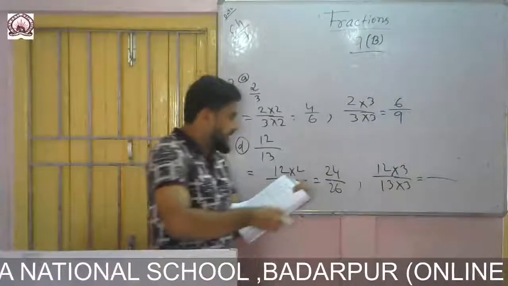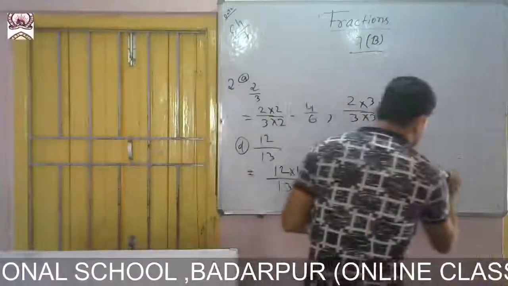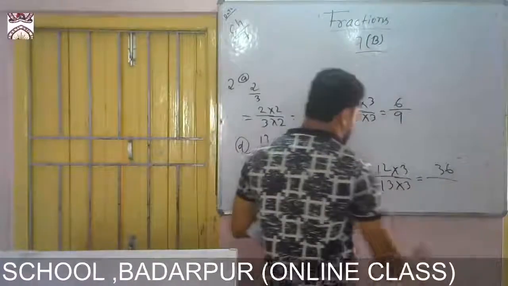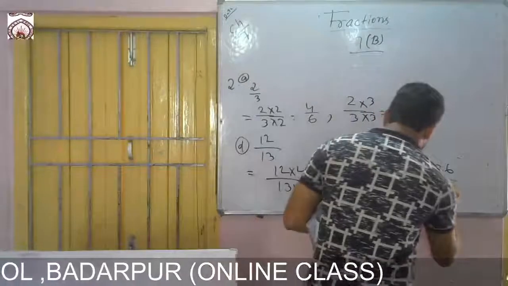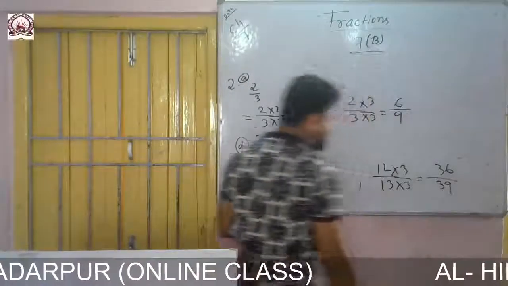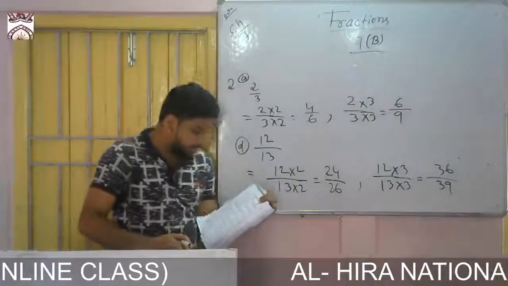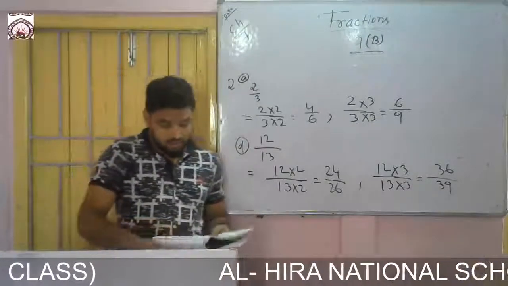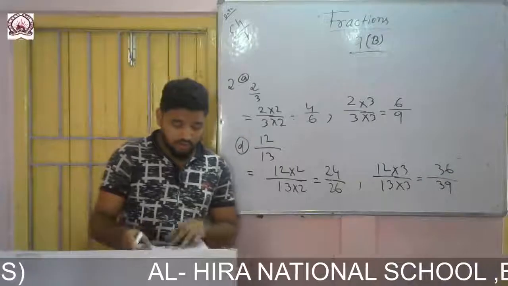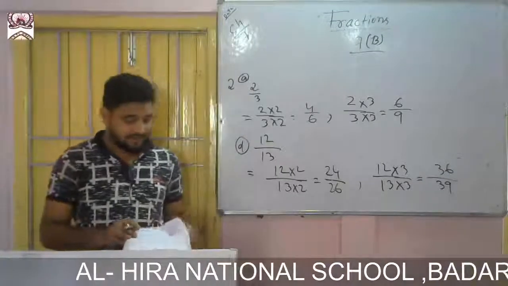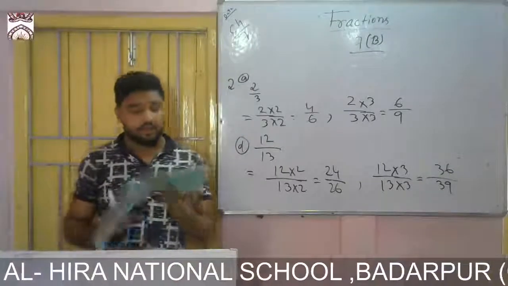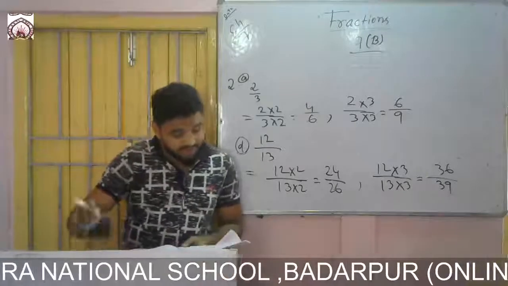Okay. So 3 12s are 36 and 13 3s are 39. 13 3s are 39. Okay. So the rest 2 you practice. This is the same as this, you practice too. Okay. So now come to question number 3.